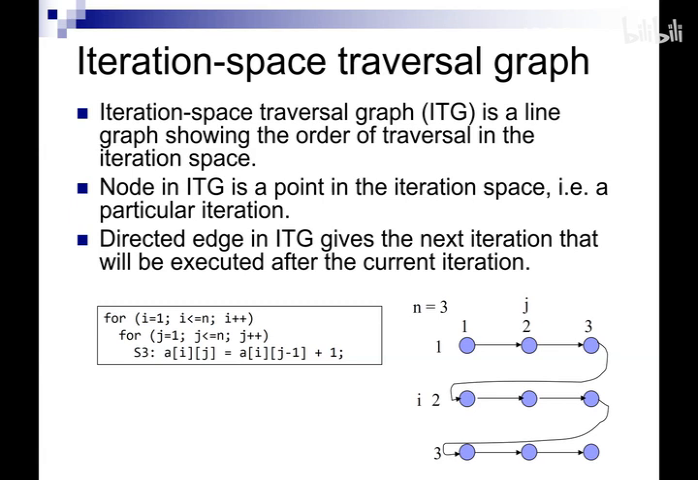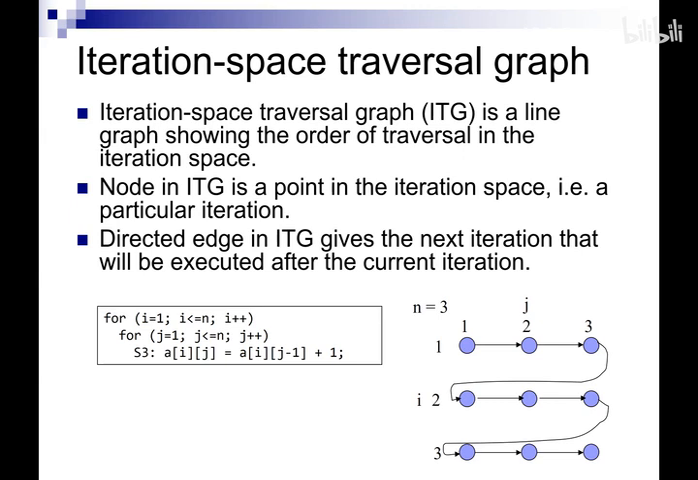Then we're going to create edges between iterations. The edges will indicate which iterations have to come after another one. So the edges basically give the order of traversal of this loop. If you look at this loop, you have the outer loop i, and then the inner loop j. Therefore, we're first going to fix a value of i.